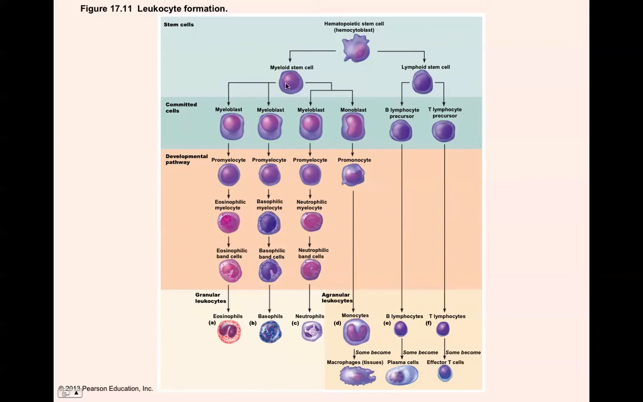Now, a myeloid stem cell will give rise to various types of cells. On the far left here, you have the developmental pathway that leads to the production of eosinophils. This one gives rise to basophils. And then over here, you've got your myeloblast that becomes a promyelocyte to become the neutrophil. And then there's also a monoblast that becomes a monocyte over this pathway.